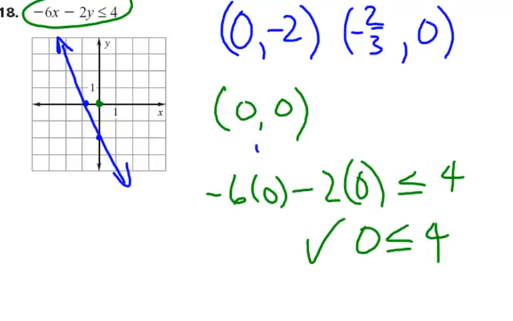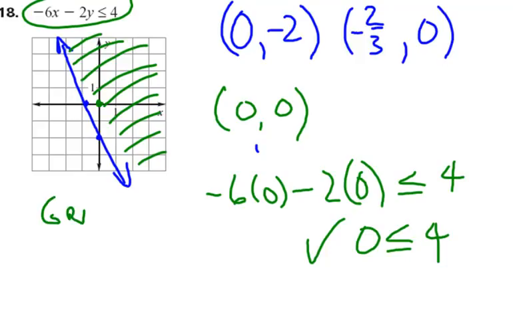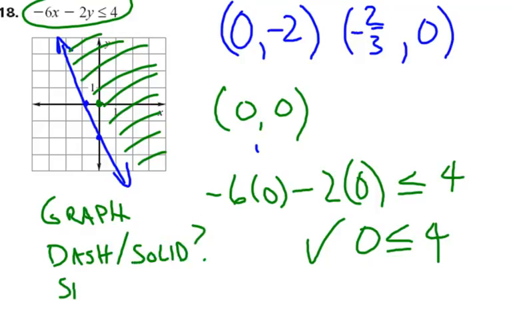And because it's a true statement, I'm going to shade everything on the same side as that point. So do this in steps. Graph the line, do dash or solid, and then shade. Don't try to do the whole thing at once. Do one thing at a time.